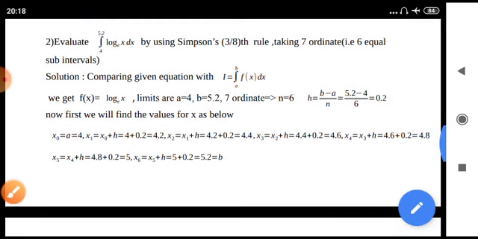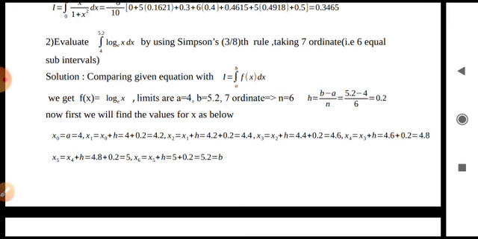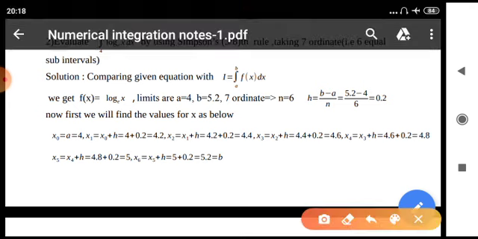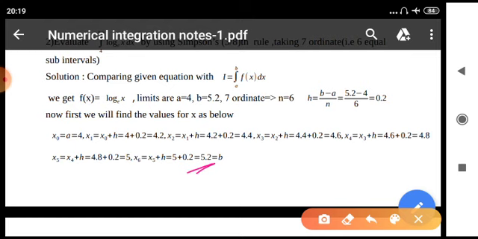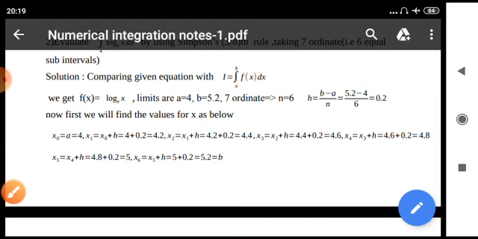Now the next step is we have to find the set of values of x. We start with lower limit a, which is also equal to x0, which is 4. Now x1 can be calculated by using the formula x0 plus h, which is 4 plus 0.2, 4.2. Now x2, previous value of x1 plus h, 4.4. x3, x2 plus h, 4.4 plus 0.2, 4.6. x4 is 4.8, we get x5 as 5, and x6 as 5.2, which is the upper limit. These x values are very easy to get. You just add the h value to the previous values until we get the upper limit.